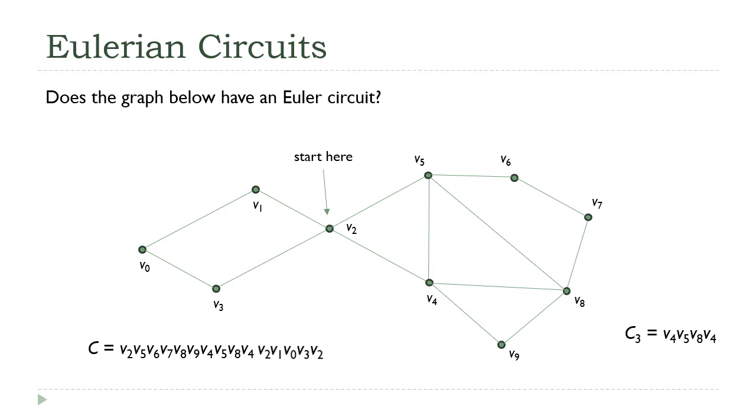If you're following the circuit along, we go 2, 5, 6, 7, 8, 9, 4. Then we take a diversion. We go 5, 8, back to 4, and then we pick back up on the original larger circuit. Right, so that's what I mean by taking the mini circuits and inserting them into each other to get our final result.